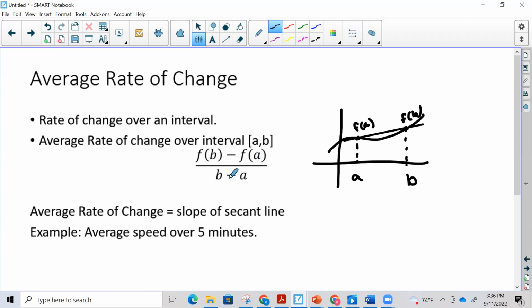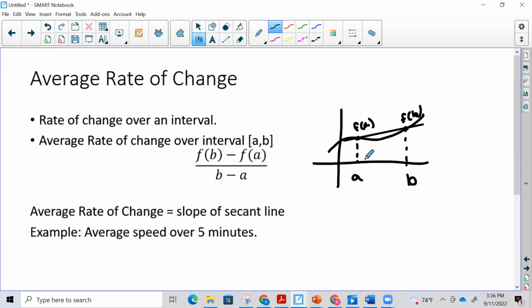So to find the average rate of change, we use the slope formula. We write it this way, where instead of writing y2 minus y1, we write f of b minus f of a, and then we divide that by the quantity a minus b. Or sorry, b minus a. And so this is my slope formula.